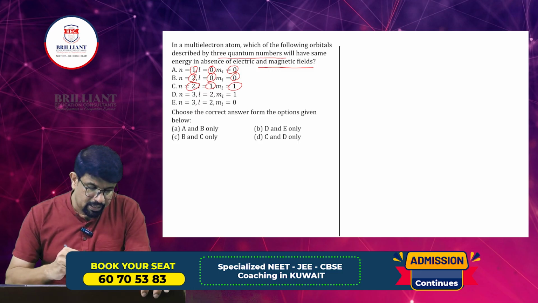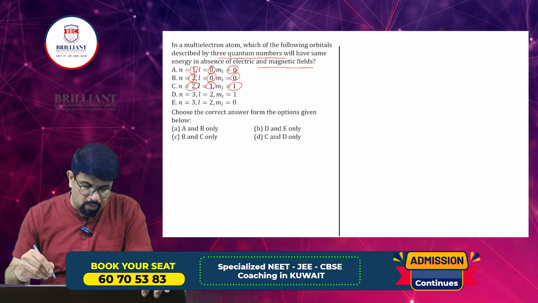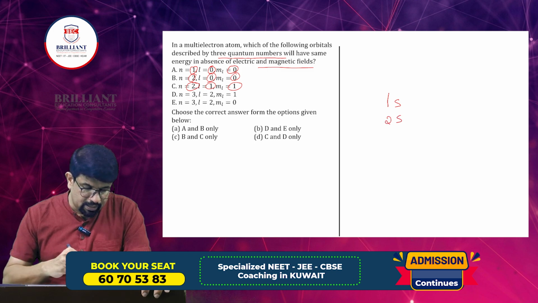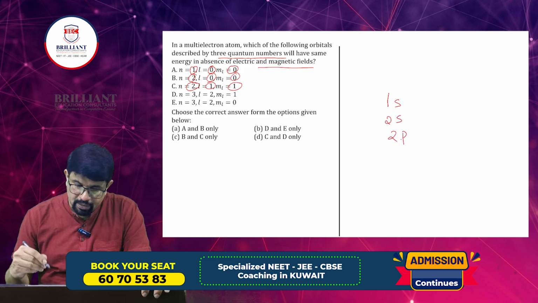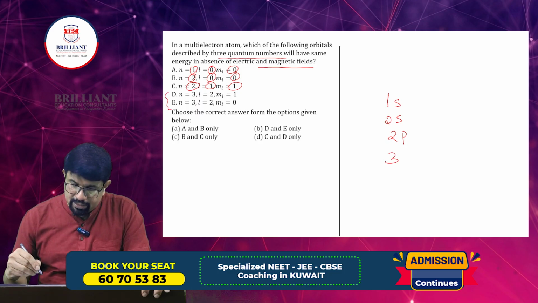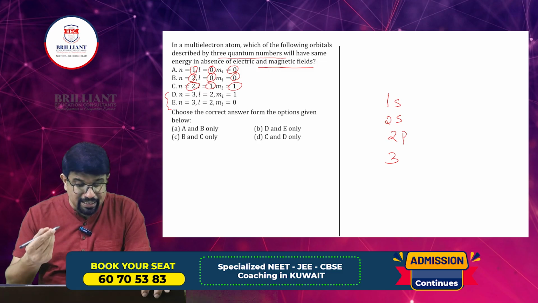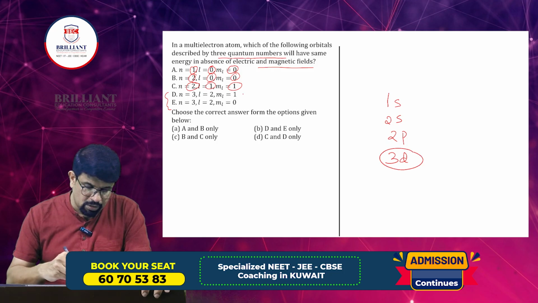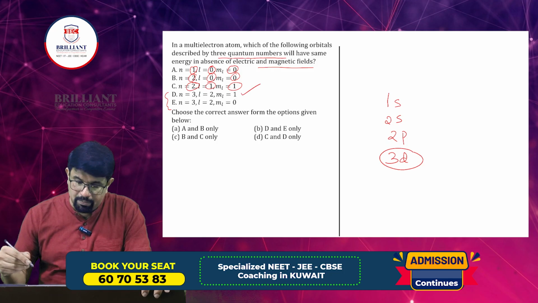Here you can see in the first case n is equal to 1. n is equal to 1 means first energy level, L is equal to 0 means 1s, right? And the second one is 2s. The third one is 2p, right? And in the third and fourth we can see that n is equal to 3, that is the third energy level, and L is equal to 2. L is equal to 2 means d subshell, right? And mL is equal to 1. That may be one orbital from the d subshell, right?